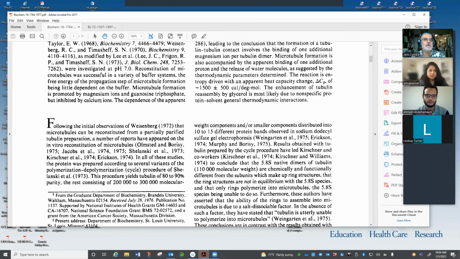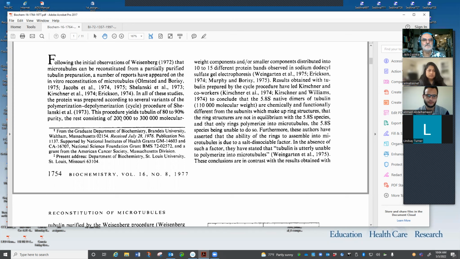The introduction to this paper says a lot of the stuff that I sort of told you, things about different kinds of procedures for isolation. This lab uses the so-called Weisenberg precipitation method. Other methods use recycling, so assembly, disassembly, warm, cold spins. And when you do that, you tend to get high molecular weight proteins that come along. And those high molecular weight proteins participate in the polymerization, but also stabilize different kinds of ring structures that I told you about.